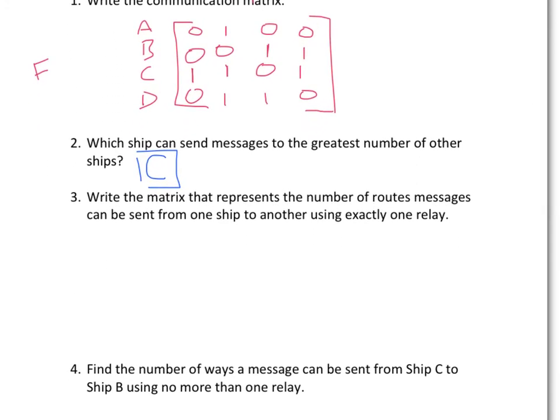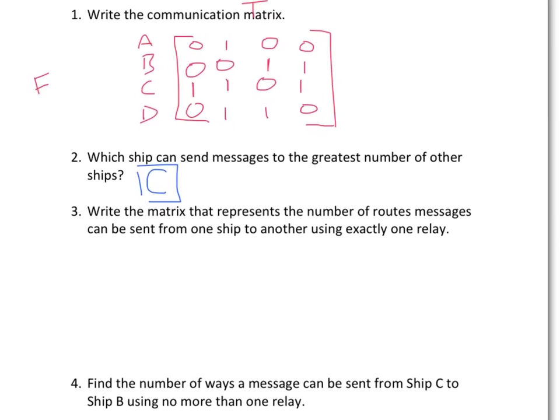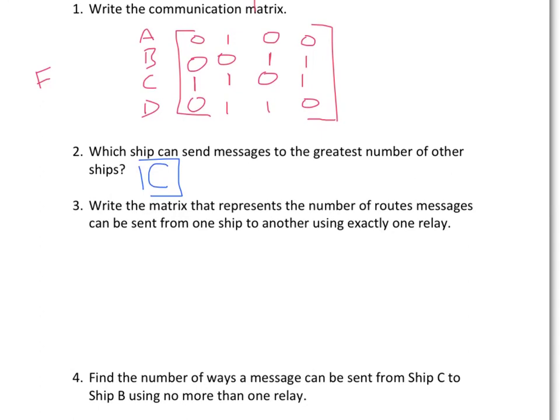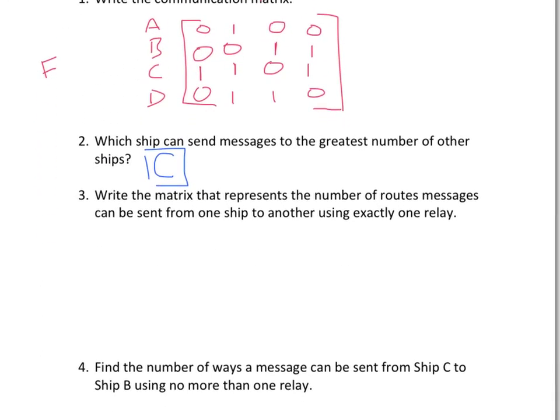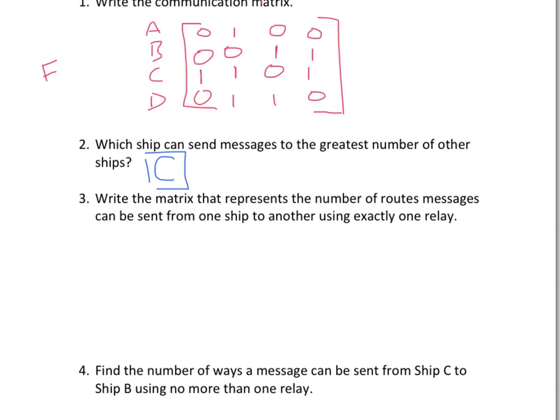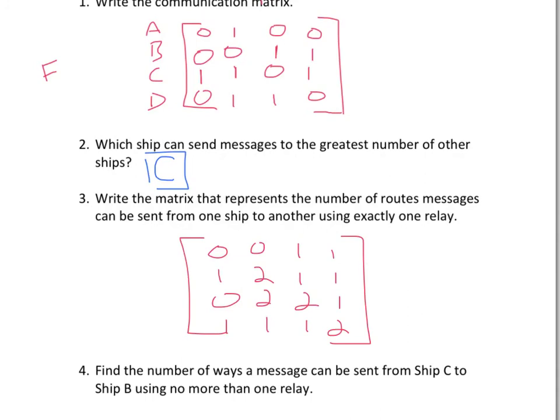All right, now we want to write the matrix that can be sent by using exactly one relay. So that's going to be our x squared, or whatever our matrix is called squared. We didn't name it, so it's called x. So x squared, got to multiply by itself. When you do that, you guys can do the calculation. I'll just show you what you should get there. You should get 0, 0, 1, 1, 1, 2, 1, 1, 0, 2, 2, 1, and 1, 1, 1, 2. That should be your x squared if this is x. So check your calculation, make sure you got that right.